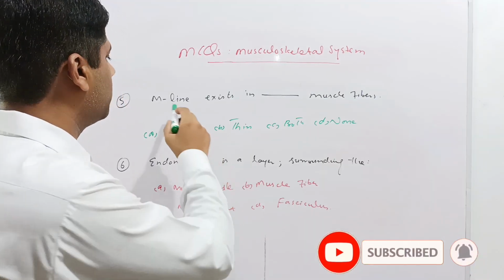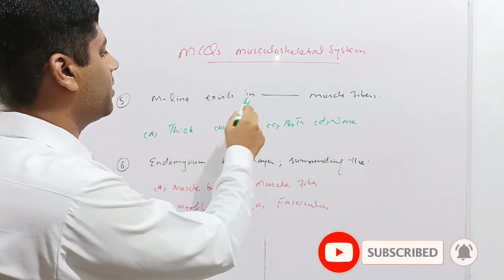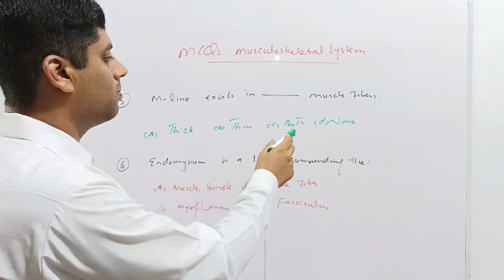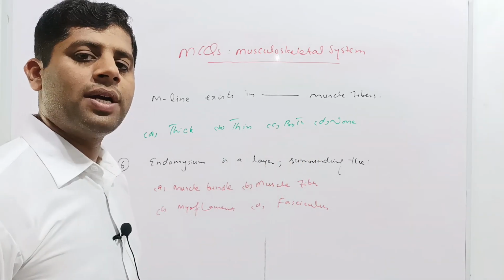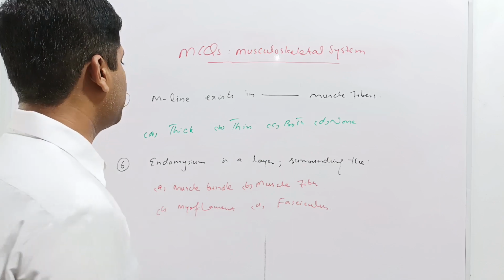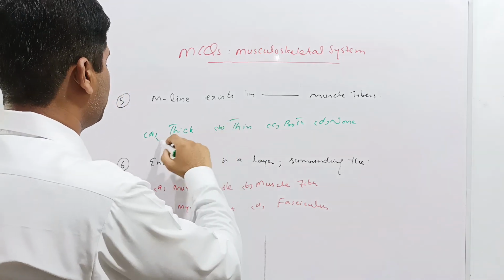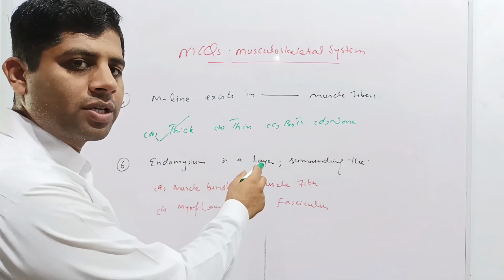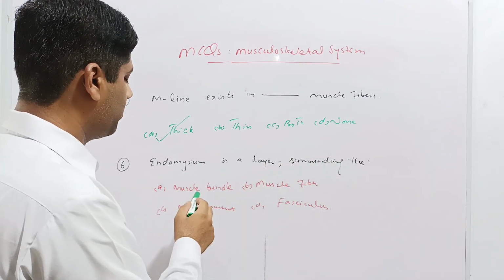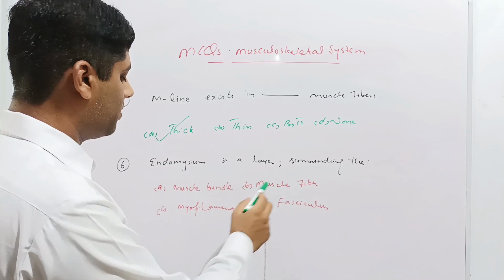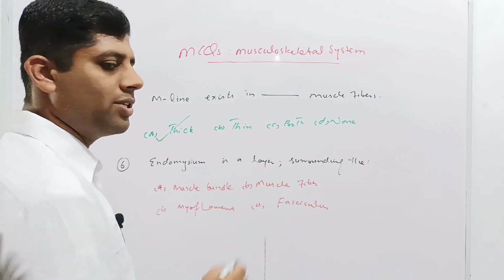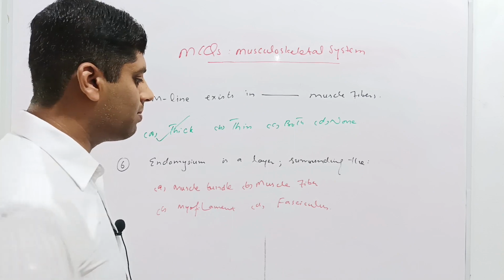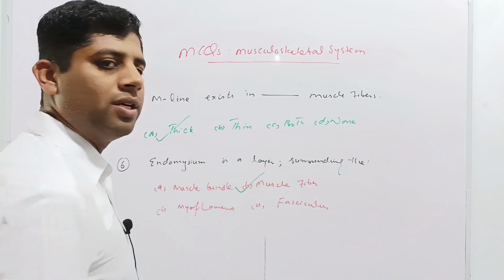Next question is, M line or medial line exists in dash muscle fibers. Given options are thick, thin, both or none of these. It should be kept in mind that the M line exists in the thick bands. So option A is correct. Next question is endomysium. It's a protective layer surrounding the dash. Given options are muscle bundle, muscle fibers, myofilaments or fasciculus. Again, it's a fact-based question and it should be learned by heart that the muscle fibers are surrounded or protected by the endomysium.